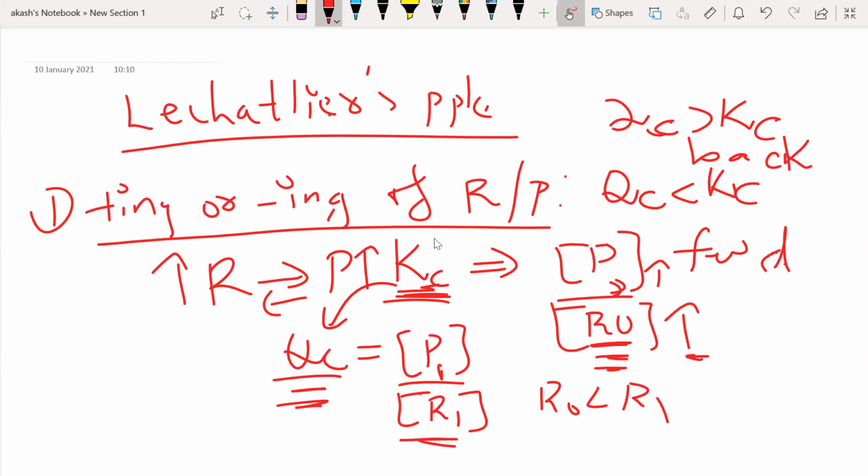Or you can use Le Chatelier's principle. The effect you're creating here is an increase in concentration of products. So the reaction will move to suppress it. Suppress it in the sense that I'm going to decrease the concentration of products. What is the only way? The only way is if this moves in the backward direction, I will be able to decrease the concentration of products. I hope everybody understood the first one: increasing or decreasing the concentration of reactants or products. Either you can use Qc or Le Chatelier's principle to get which side the reaction is going to move.